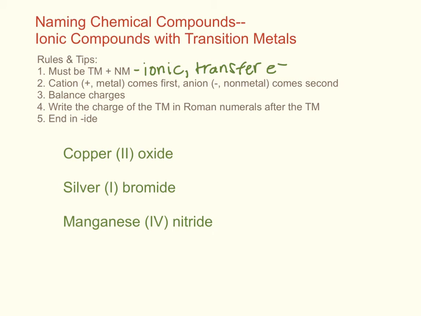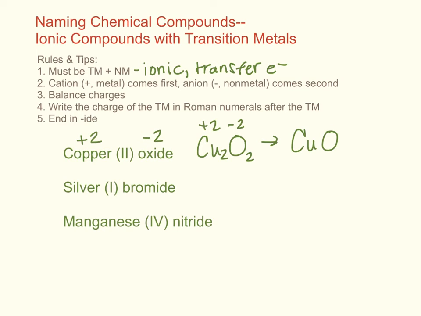So copper 2 oxide. That 2 means that my copper has a +2 charge. And my oxygen, I know, has a -2 charge. So if I have copper and oxygen, I've got a +2 and a -2. When I swap and drop, it becomes copper 2, oxygen 2, but I can actually simplify that to CuO. And that's it. That's my copper 2 oxide.